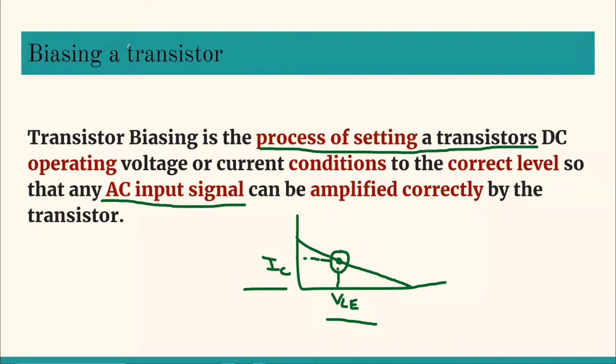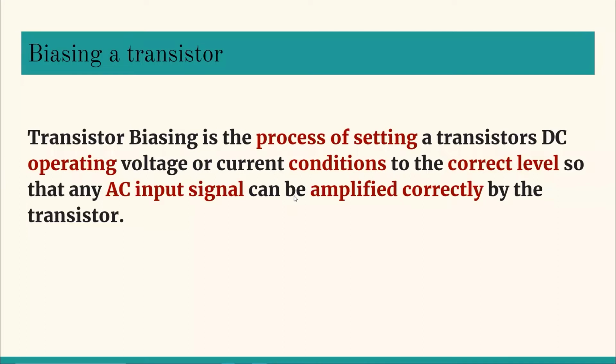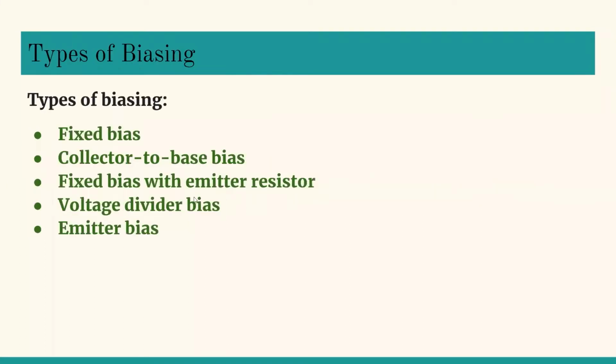Okay, to get that. So the types of biasing, the first one which you're going to do is fixed bias. As I said, there are many types, but the first one is fixed bias. We're going to do collector to base bias. These two biasing techniques we are going to do in this lecture. Fixed bias with emitter resistor is not in your syllabus this year. This year it is deleted, but definitely from next year it will be added on. And the last two, voltage divider and emitter bias, we are going to do in the next class.